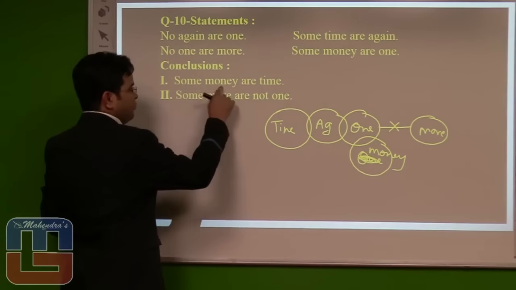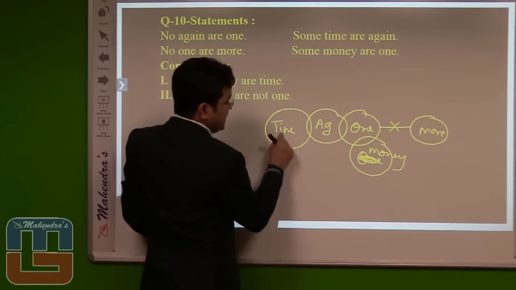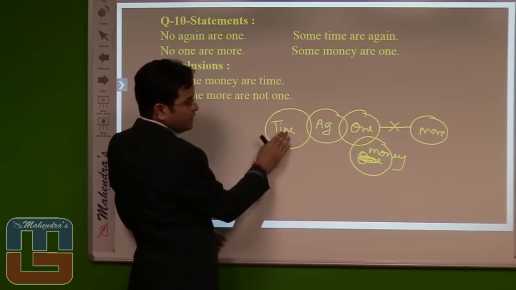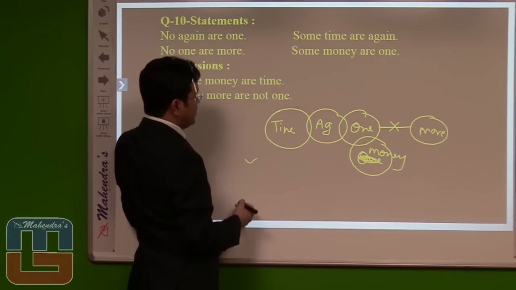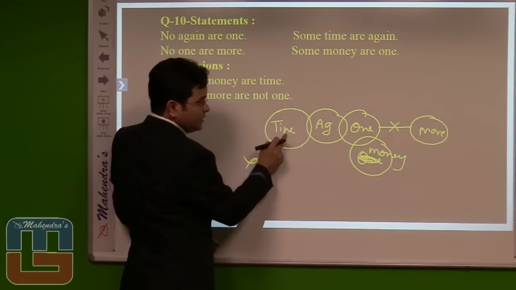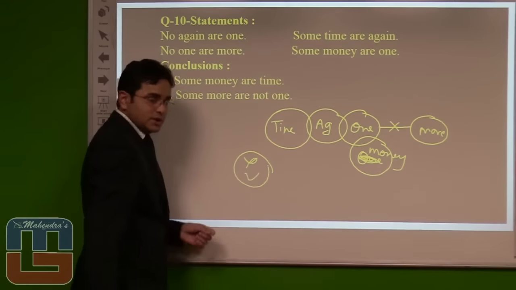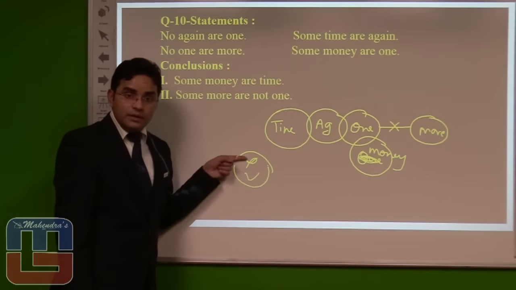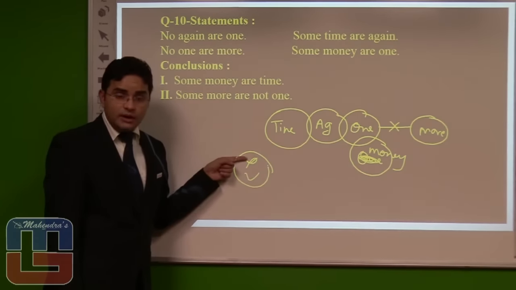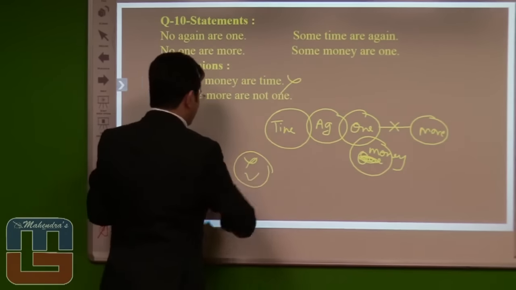Okay, so check one. Some money are time. So again, money and time. Other way you can check, time is not touching to money. Firstly, this one looks wrong. But you know that they are not restricted. It means they can touch. It means they can make some. So this one is right as well as wrong. It means this is a possibility, not a definite. So in the definite case, this one will not follow.